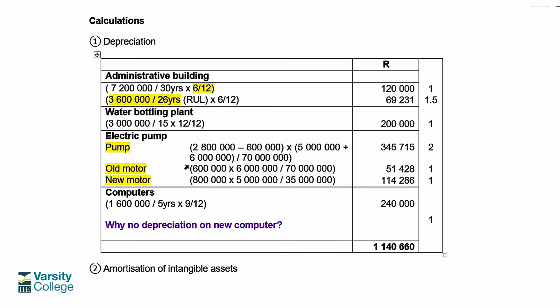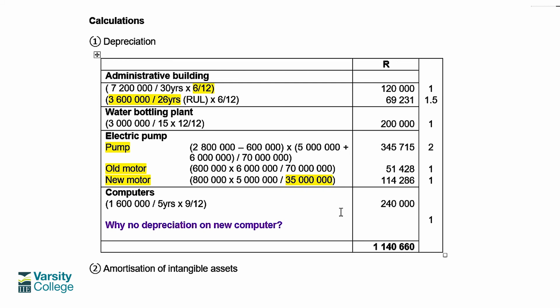Moving on to the old motor. Remember, we didn't separate it, so we have to depreciate it over the old number of kilolitres. So 600,000, and that would have been depreciated for 6 million kilolitres in the current year, divided by 70 million. And lastly, the new motor. That will be done over the 5 million kilolitres done in the second half of the year, but very importantly, its useful life is 35,000 kilolitres. So that's the depreciation that we will use for the new motor. So those 3 figures together is the depreciation on the pump.